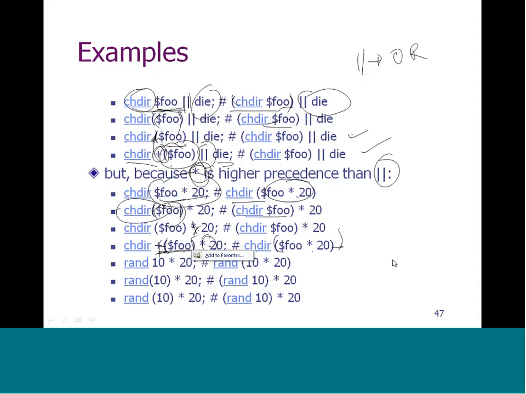Then we are actually generating some random numbers. So this is rand 10 times 20, which is essentially 10 times 20, which is 200. So it generates a random number between 0 and 200 here, and you can see that's how this is taking it. Whereas if you say rand 10 in parenthesis times 20, then it generates a random number between 0 and 10, and then it multiplies by 20.